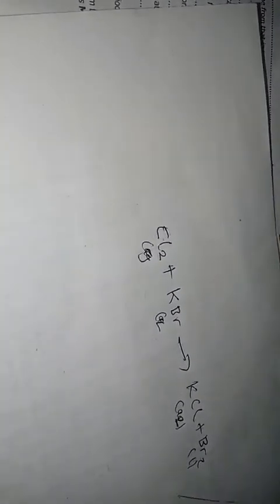Okay, there. So it will produce potassium chloride plus bromine liquid. Okay, so bromine is less reactive compared to chlorine. No wonder it is displaced from its compound there. So the equation will be like that. So chlorine gas is in gaseous state. There it is aqueous. So we just balance the equation there.